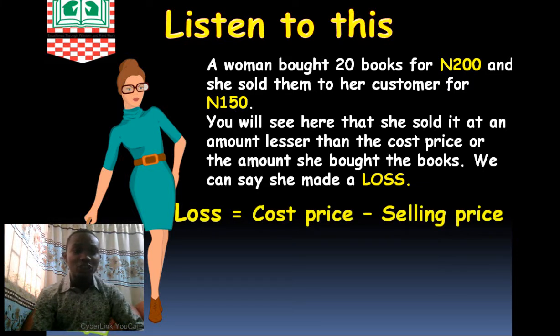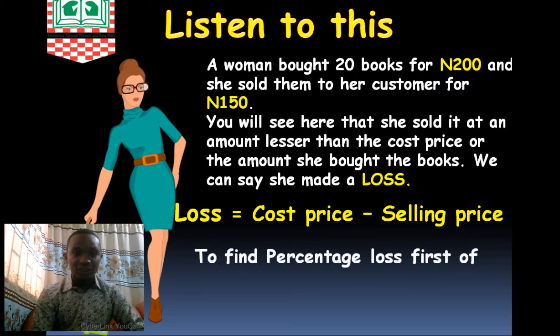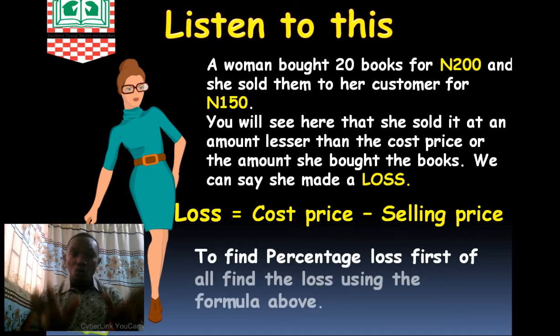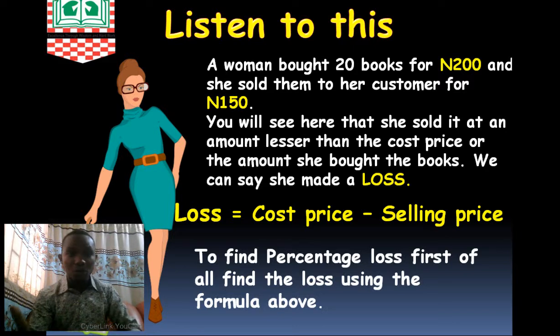Now, to calculate your loss, you use the formula cost price minus the selling price. I repeat, the cost price minus the selling price. And note this, to find percentage loss, the first thing you have to do is to make sure you find your loss. When you get your loss using the formula above, then you can calculate your percentage loss.